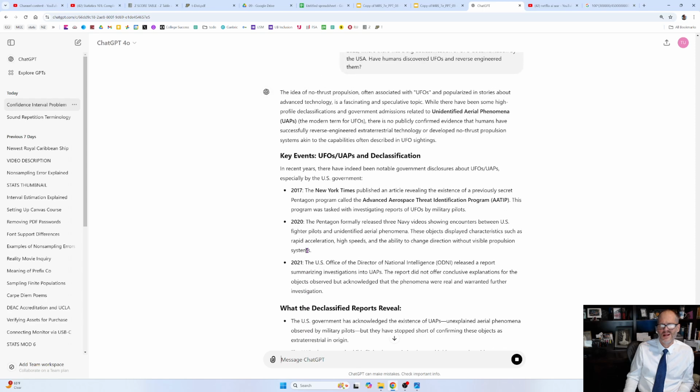So thrust is like propellers or jet engines. That's thrust, and no thrust is just like it's working by gravitational pull somehow.